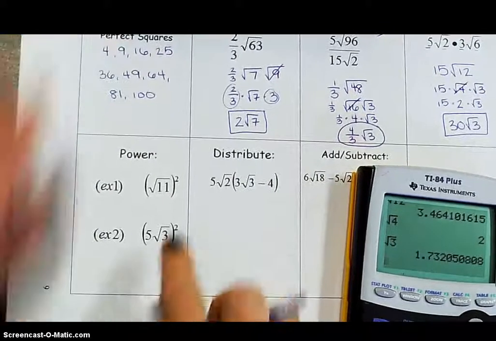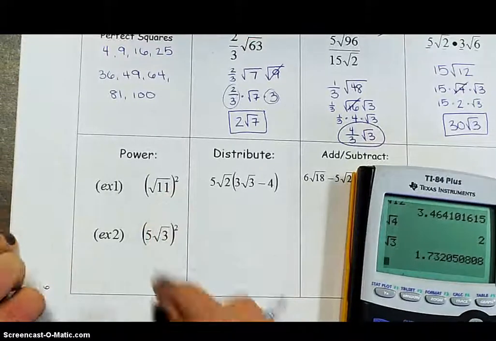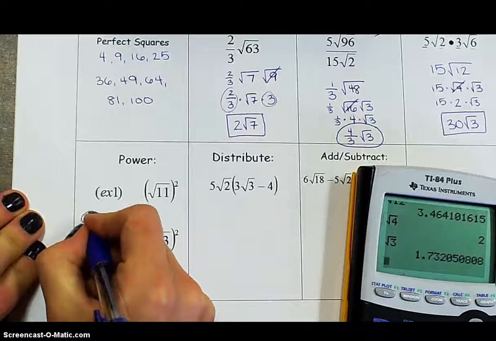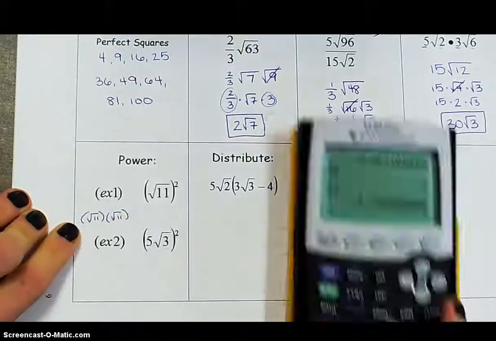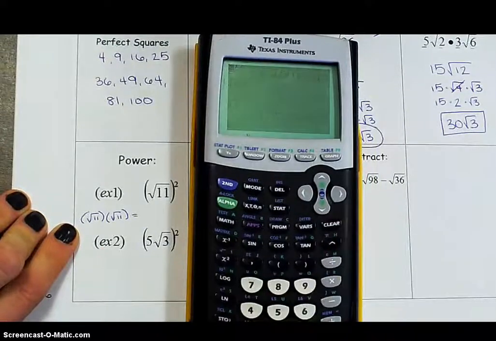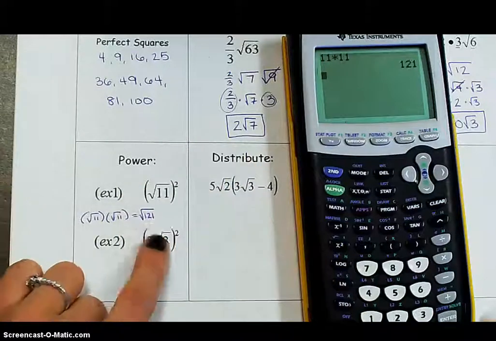All right, next up, let's take a look at powers. So remember, when you take a number inside a set of parentheses and you square it, that means you have to write it out the number of times of the power. So this is actually going to be radical 11 times radical 11. So remember, when you multiply radicals, you're just going to multiply the radicands together. So 11 times 11 is 121, radical 121.